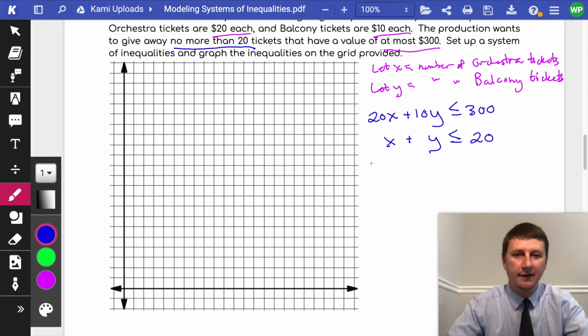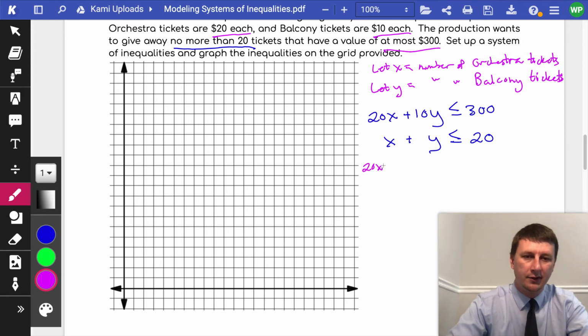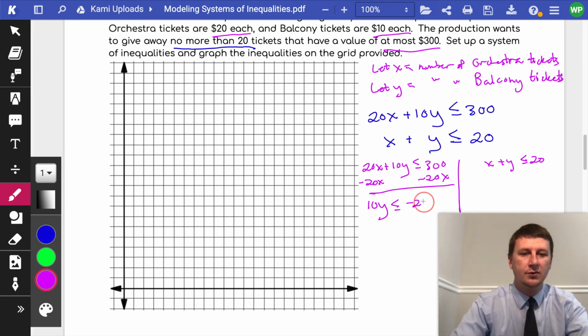And now we're going to go ahead and graph these. But before we can graph these, we have to isolate y on each one. So we're going to isolate y for 20x plus 10y is less than or equal to 300, and we're going to isolate y for x plus y is less than or equal to 20. So let's go ahead and subtract 20x over here. We should be a pro at this point because of the amount of these that we have done together. And we have 10y is less than or equal to negative 20x plus 300. We're going to divide everything by 10.